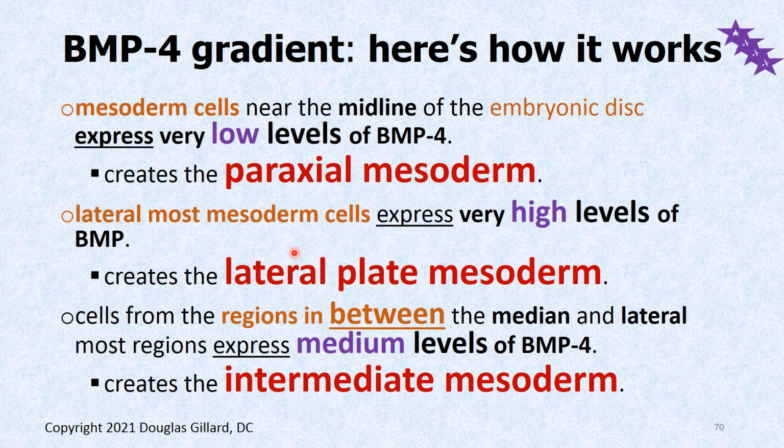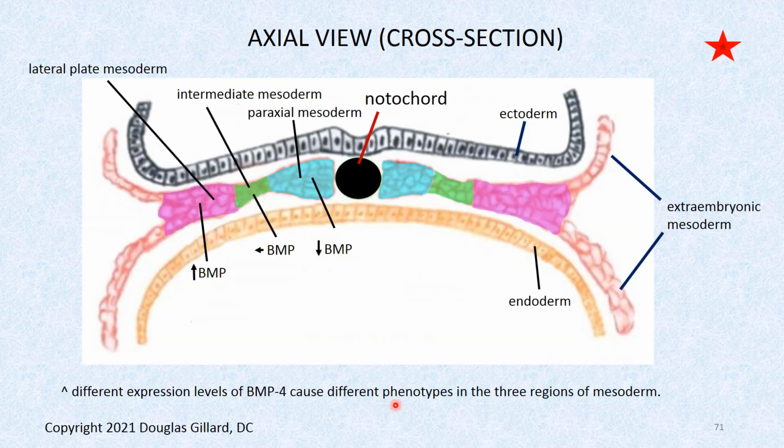The ones furthest away from the midline still secrete very high levels of BMP, and therefore it morphs them into the lateral plate mesoderm. And the mesoderm cells between the paraxial and the lateral mesoderm express medium amounts of BMP, and that turns on certain genes and morphs that mesoderm tissue into the intermediate mesoderm. So for you visual people out there, decreased BMP in the paraxial mesoderm, moderate amounts of BMP are expressed here, high levels of BMP are expressed out here.